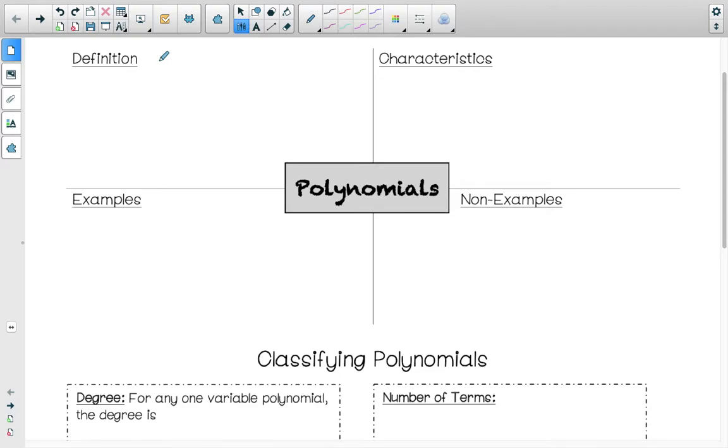This video is on polynomials. The definition of a polynomial is an expression with constants, which are just numbers, variables, and exponents.